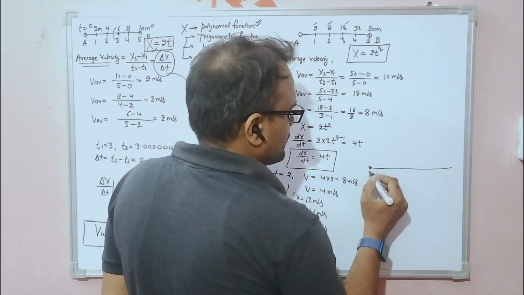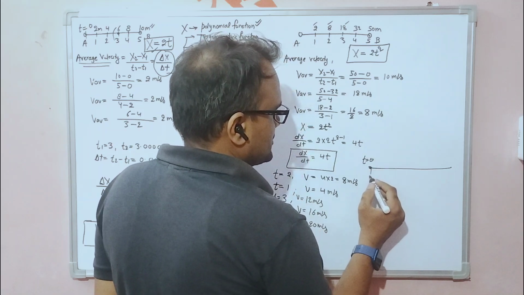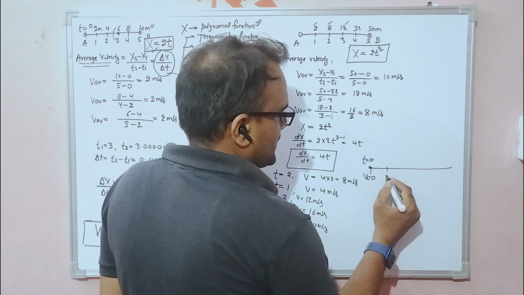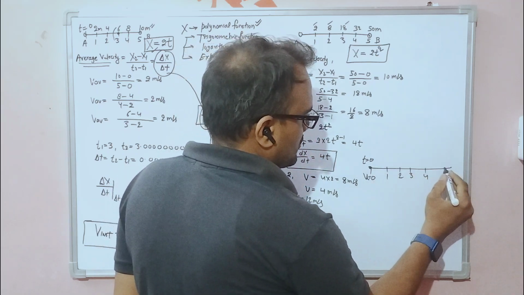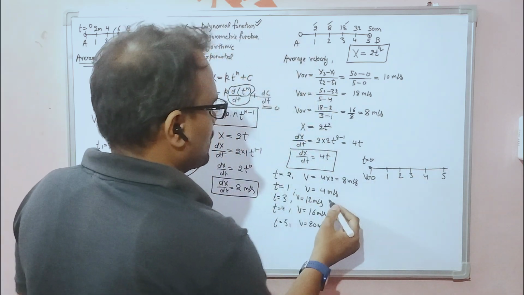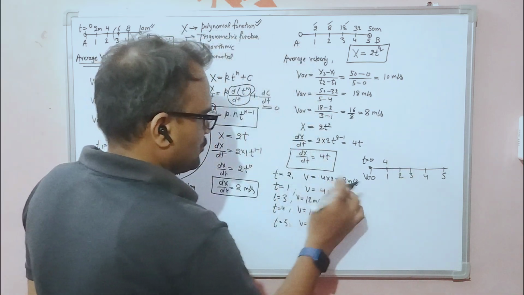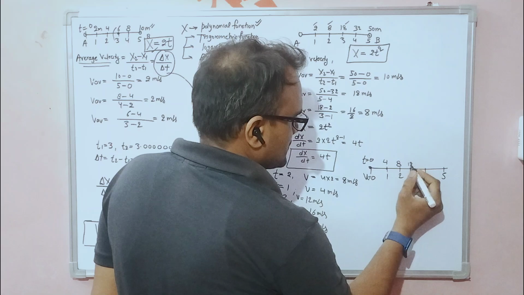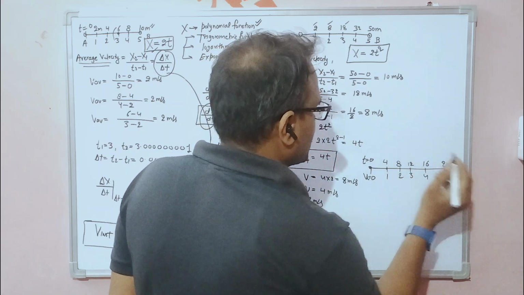So this is time t equal to 0, and this is the initial velocity. Let's take the velocity at this point, it is 0, and here it is 1, 2, 3, 4, 5. What is the velocity at this point? This is 4 meter per second, right? And at 2 it is 8, then 12, 16 and 20 meter per second.